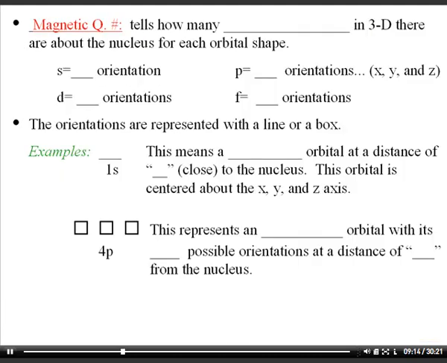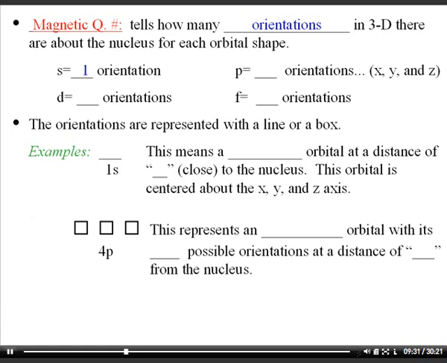The third quantum number, and we have 4 of them altogether, which tells the address of the electron, is called the magnetic quantum number. It tells you how many orientations there are in 3 dimensions. So the S cloud just has one orientation. It's centered perfectly about the X, Y, and Z axis, as you saw from the previous slide.